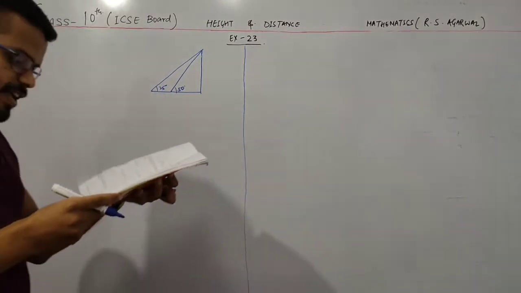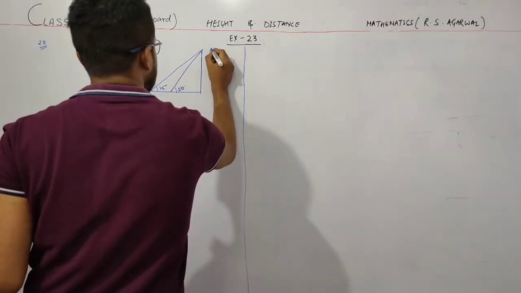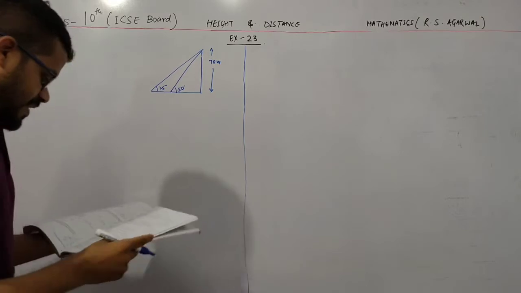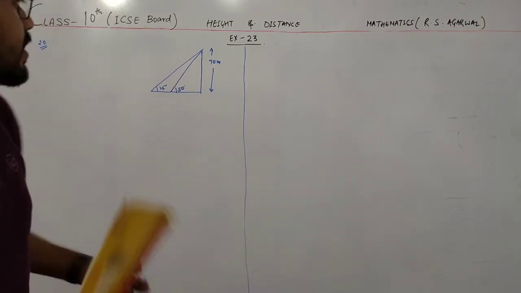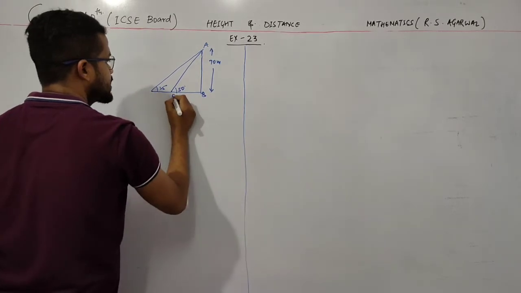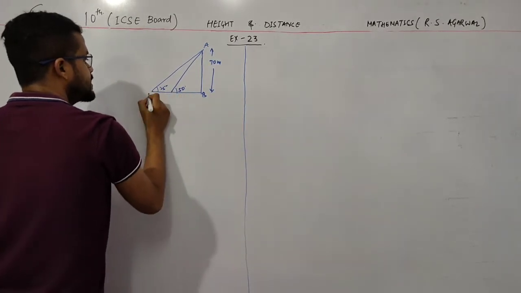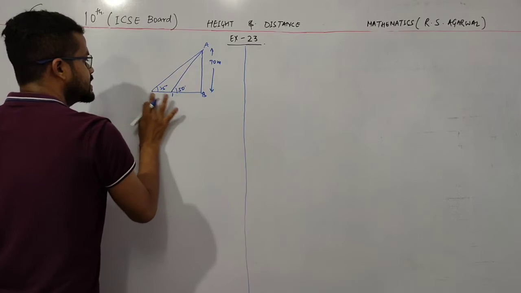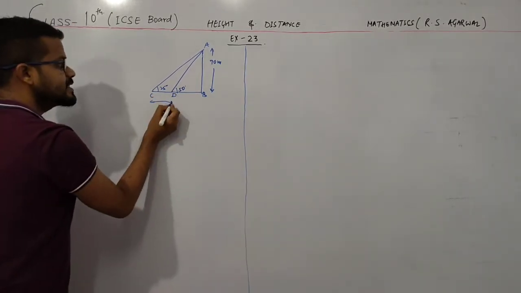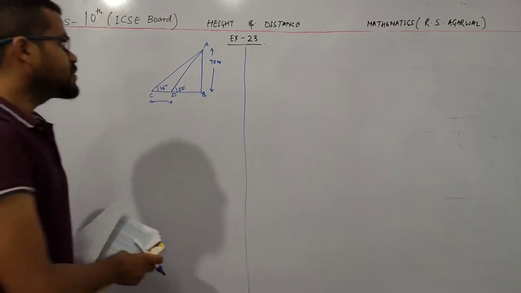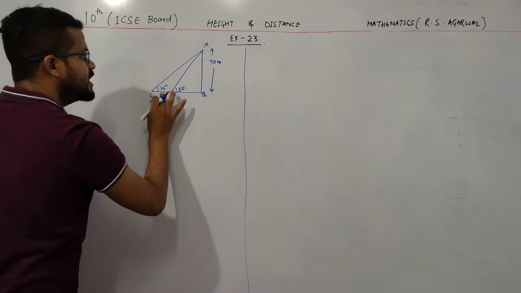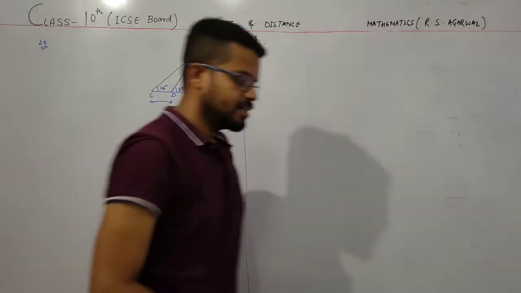Okay. If the height of the tower is 70 meter, find the distance between the two men. Here this is A, B, this is C, and this is D. We have to calculate this distance. This is a very simple question, but here the angles given are 25 degree and 50 degree.